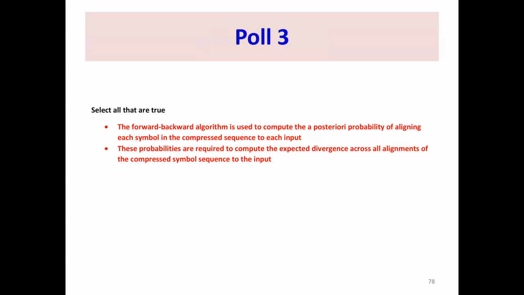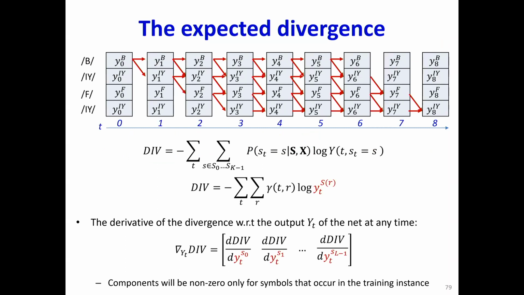So the forward algorithm is used to compute the a posteriori probability of aligning each symbol to each input, the forward backward. These probabilities are required to compute the expected divergence across all alignments of the compressed symbol sequence to the input. So easy. And so now we have this divergence, right? And this divergence is a function of the probabilities assigned to all the symbols, right?